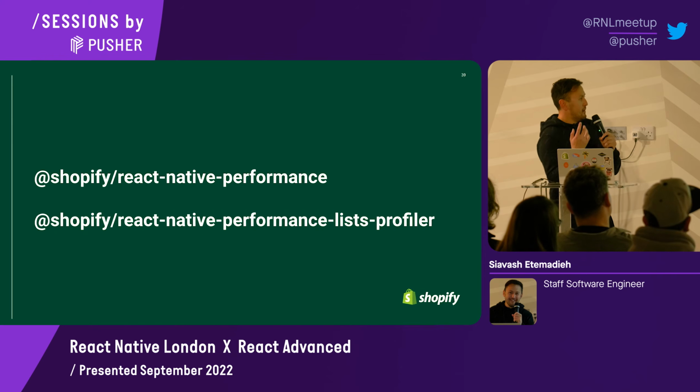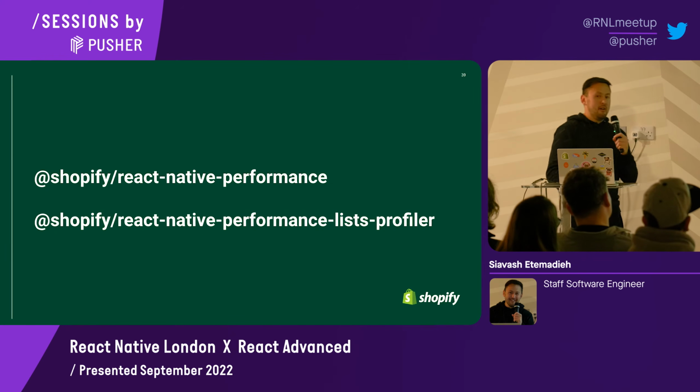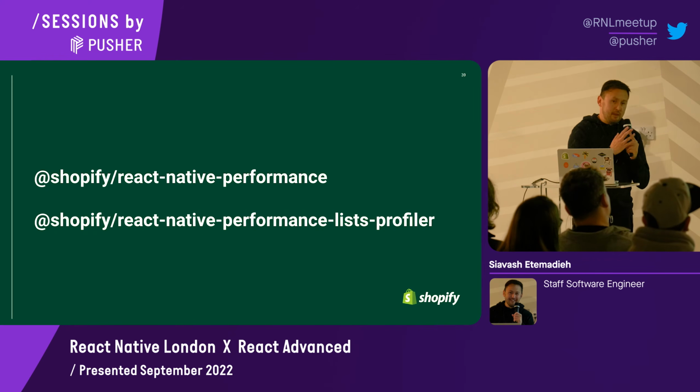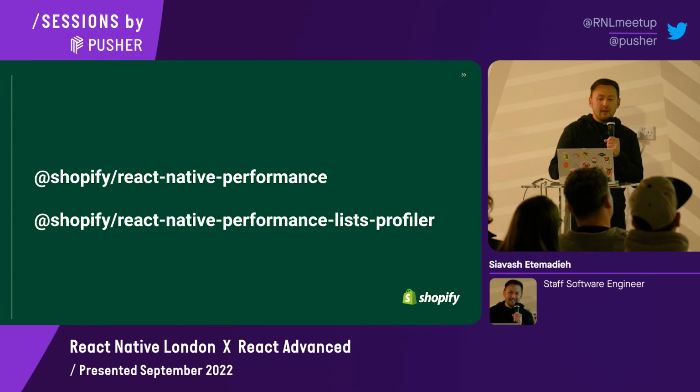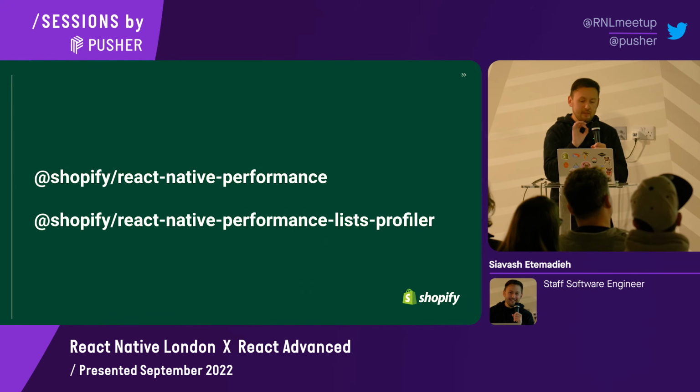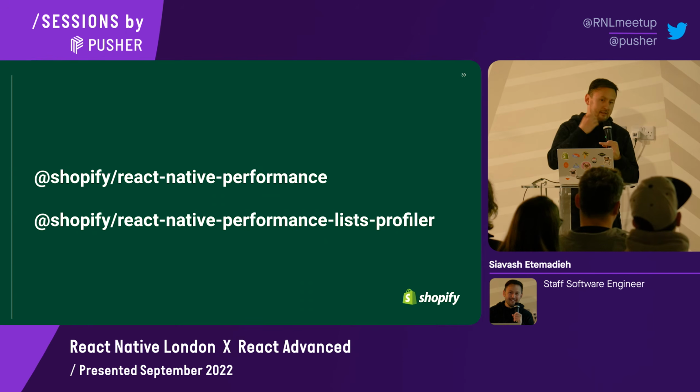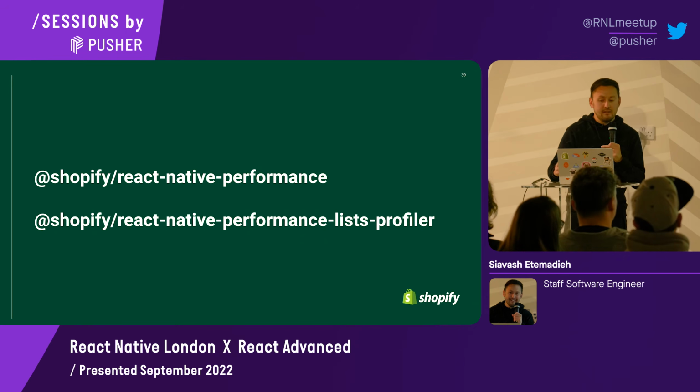And also, I just want to call out, we've got a couple of other libraries. We've got quite a big suite of performance features in React Native Performance. And more specifically, we've got a specific profiler for lists that helps you see all the problems with your lists. So again, you don't need to use this on FlashList. You can use it on FlatList if you wish.